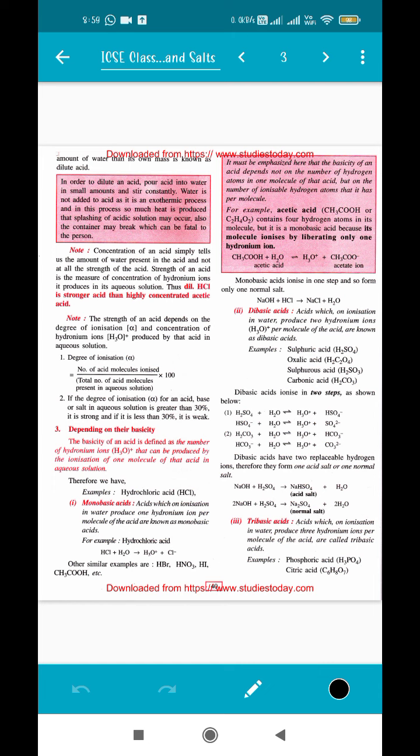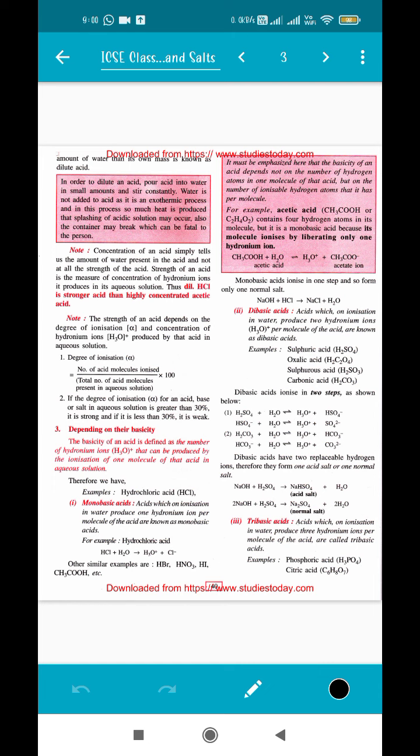It must be emphasized here that the basicity of an acid depends not on the number of hydrogen atoms. I repeat, not on the number of hydrogen atoms. So if there are 5 hydrogen atoms in the acid, we cannot say it is a pentabasic acid. We have to check how many hydronium ions it will be releasing in solution while it is dissolved in water. It depends not on the number of hydrogen atoms in one molecule of that acid, but on the number of ionizable hydrogen atoms. That means the number of hydronium ions produced.